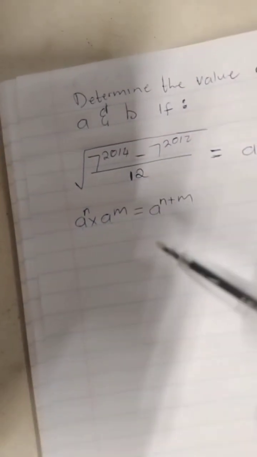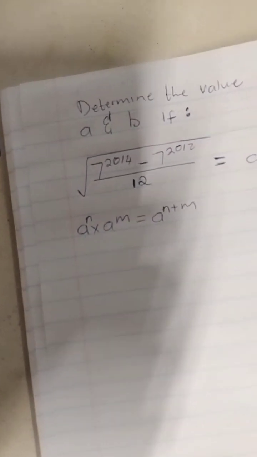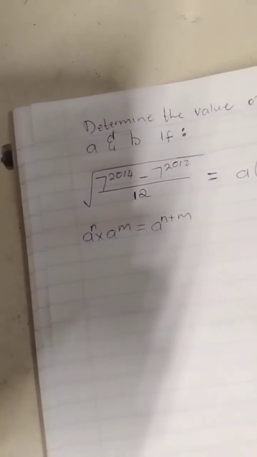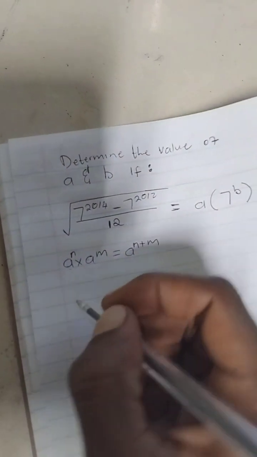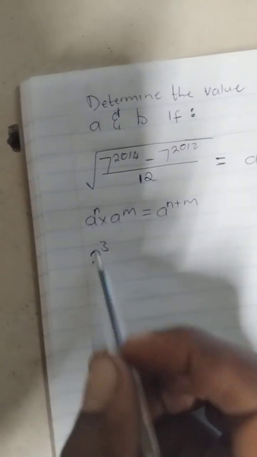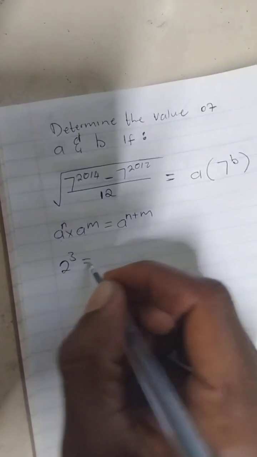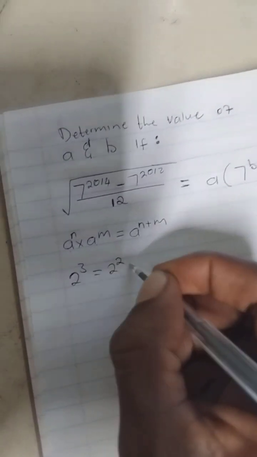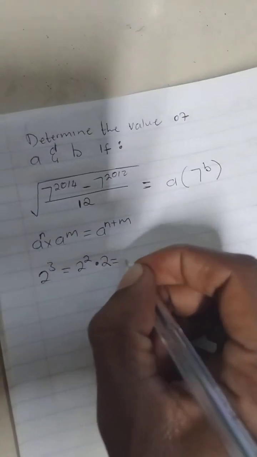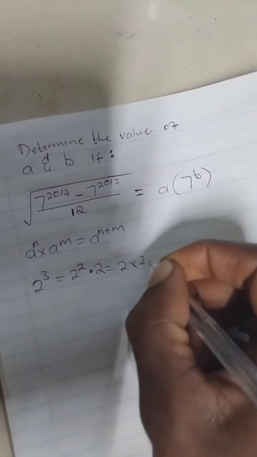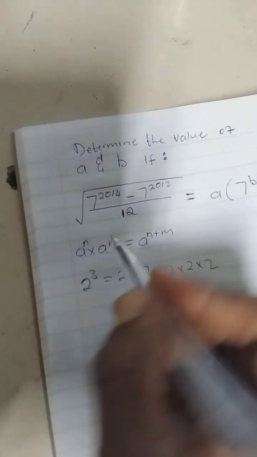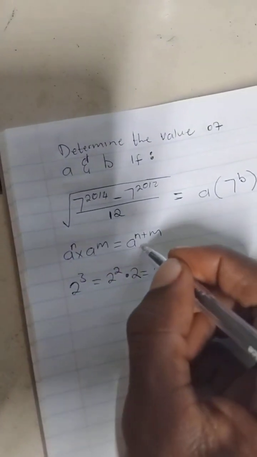Like from grade 8, grade 9 or grade 10, you will be given something like 2 to the power 3. And how are you going to write this? You can write this as 2 times 2 times 2. That's what I mean, right? So we are going to use this rule, but in reverse mode.